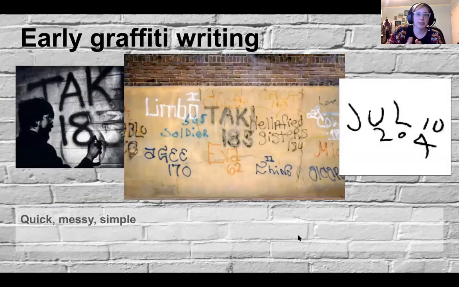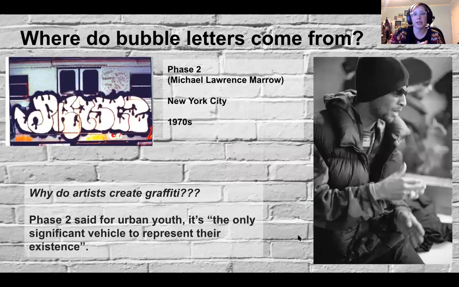So I wanted us to look at some early graffiti writing. When most people think of the word graffiti, this is kind of what they think of, just spray paint on a wall. And it's quick, messy, and simple. The graffiti that we want to talk about is what kind of came later. And we're going to start in the 70s with bubble letters. We're going to look at this artist.